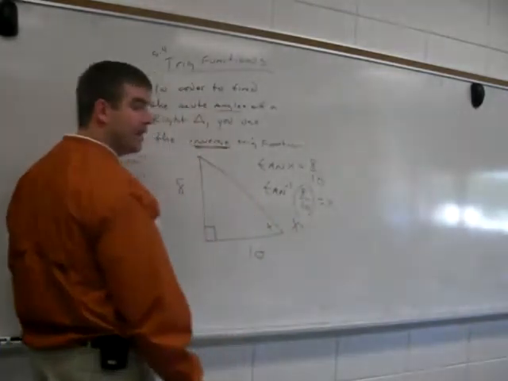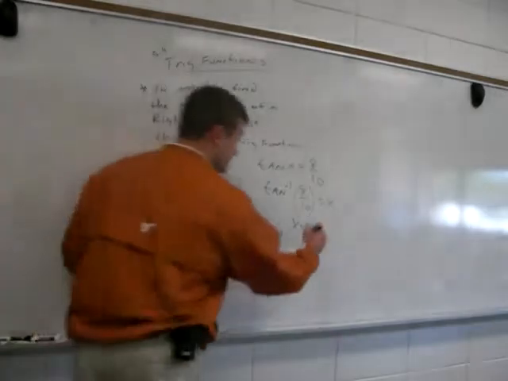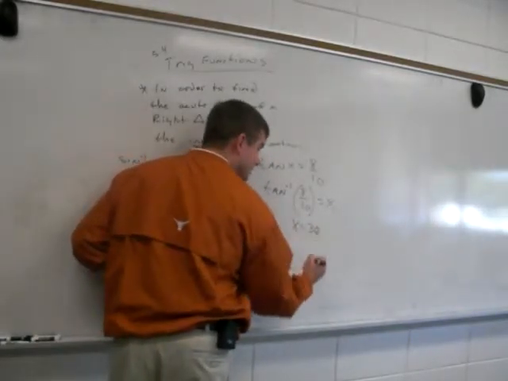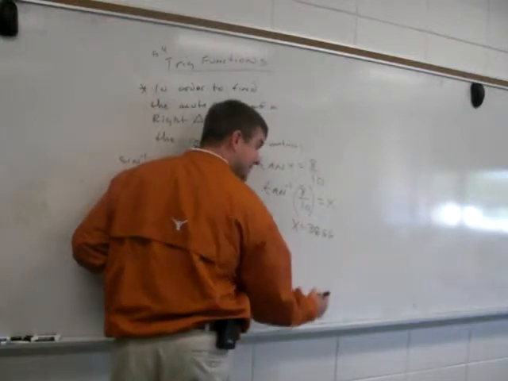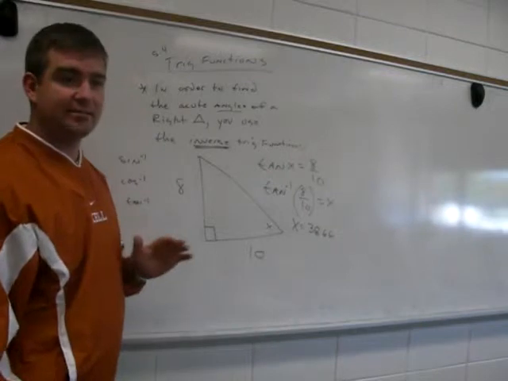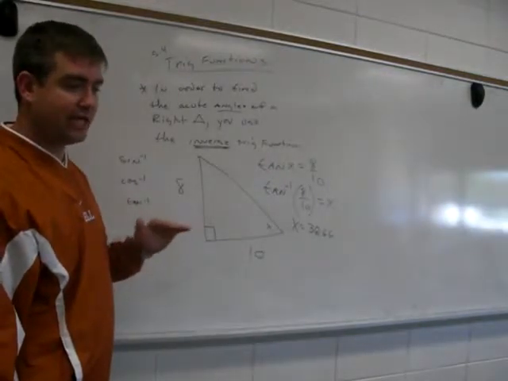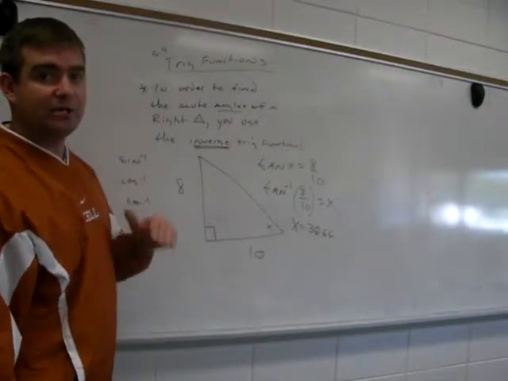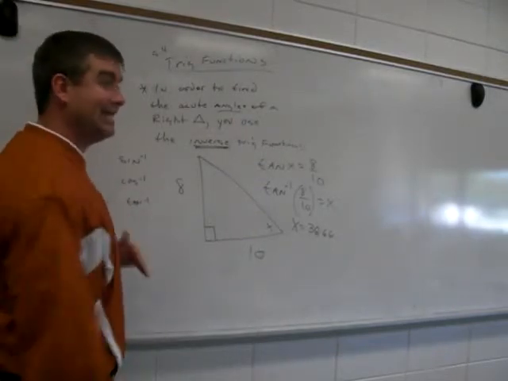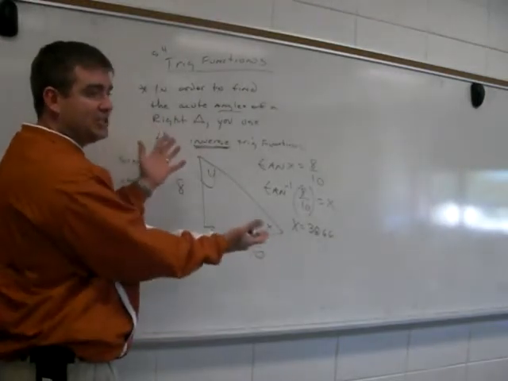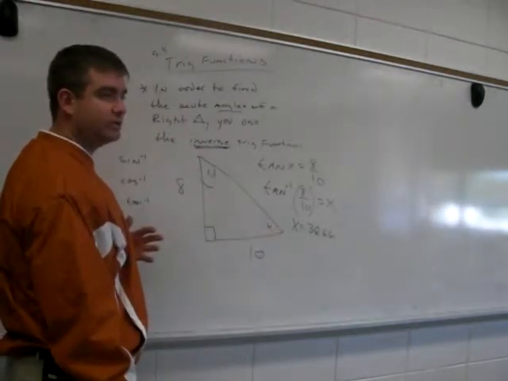X is rounded like money. 38.66. All right. So if x is, this is the best part about this problem. Leave it on your calculator. Don't hit clear. This is the best part. If x equals 38.66, instantly, how can we find y if they were to ask you for both angles?